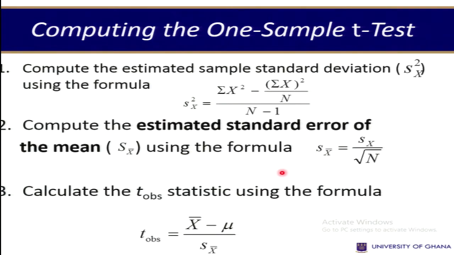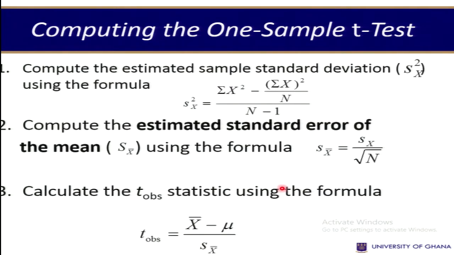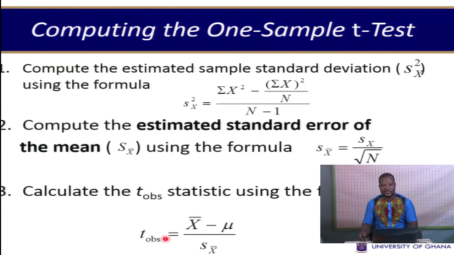To compute the one sample t-test, first we have to estimate the sample standard deviation. Because of the formula, we first have to estimate the standard deviation, and then from there we estimate the standard error based on the sample standard deviation. So we compute the sample standard deviation, then the standard error of the mean, and then finally the t observed. The formulas are here.